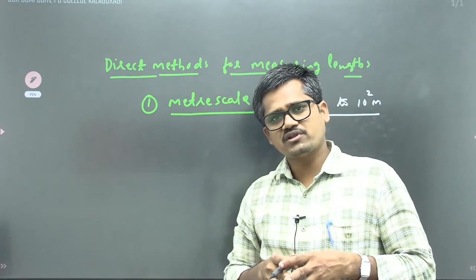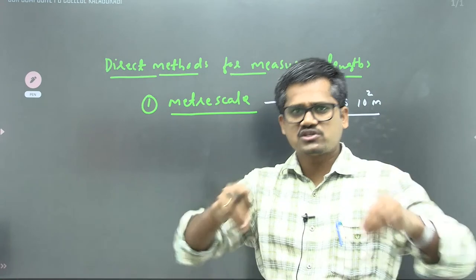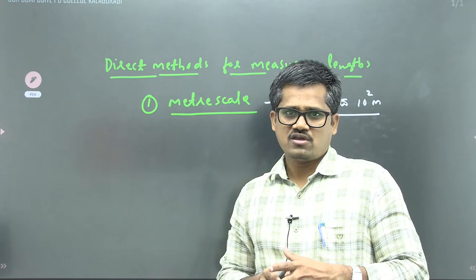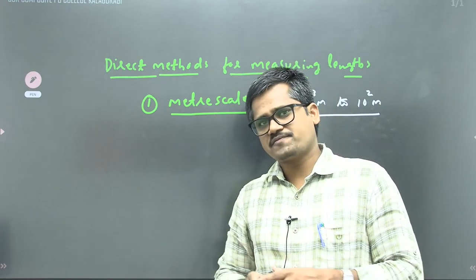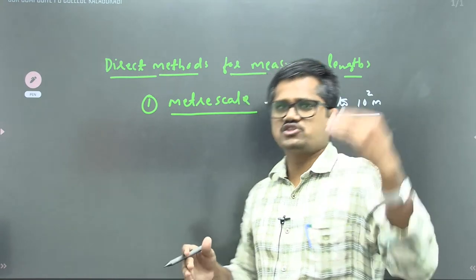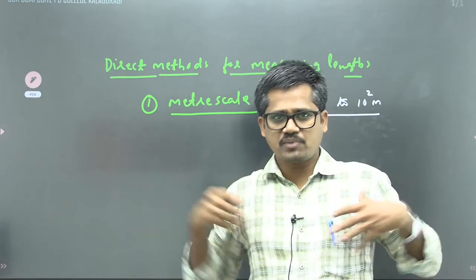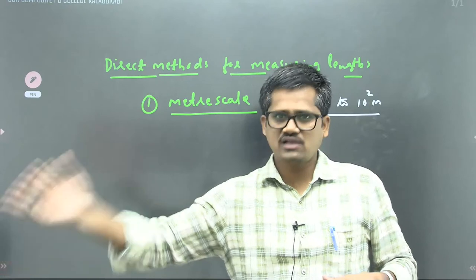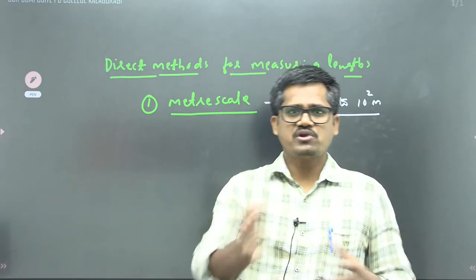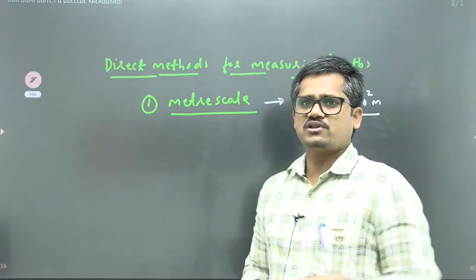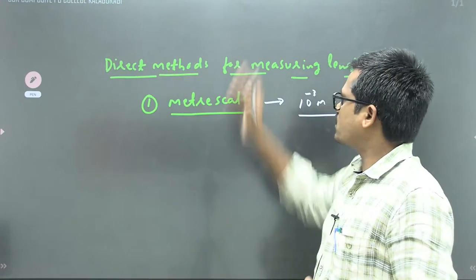What is the meaning of direct method? Direct method means the person who is measuring should be present with an instrument. Like his physical presence must be there. For example, I am measuring the distance from this wall to that wall. I'll take a scale, I'll be present with the scale, and I'll just go on measuring, 1 meter, 2 meter, like that. The presence of an individual with the instrument he is using, that is what you can call direct method.